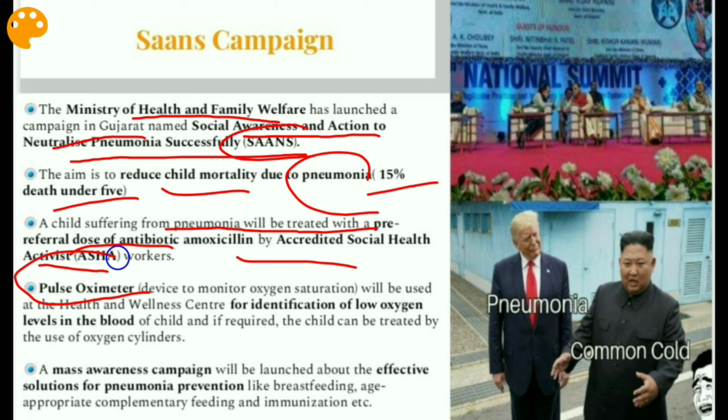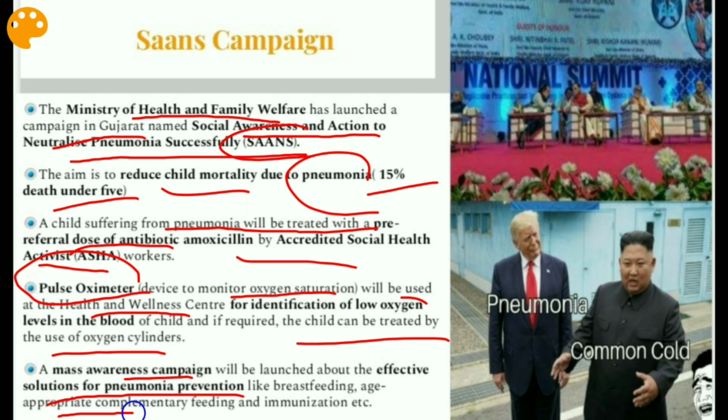A pulse oximeter is a device to monitor oxygen saturation that will be used at the health and wellness center for identification of low oxygen levels in the blood of a child, and if required the child can be treated by the use of oxygen cylinders. A mass awareness campaign will be launched about the effective solutions for pneumonia prevention like breastfeeding, age appropriate complementary feeding and immunization, etc.